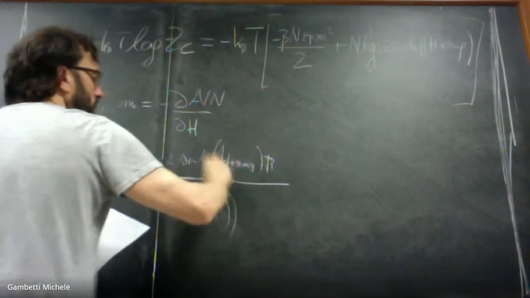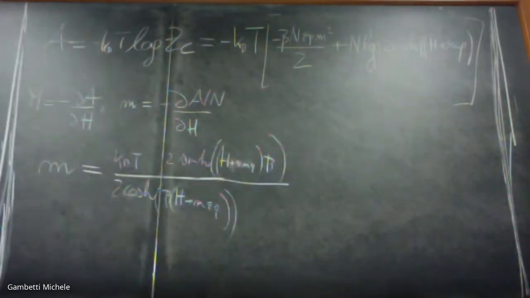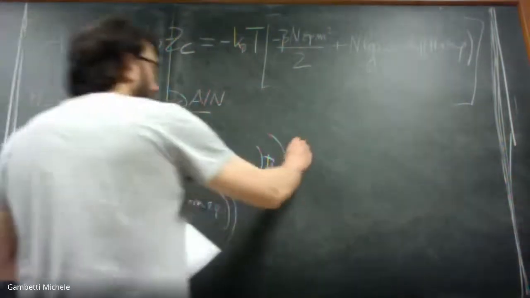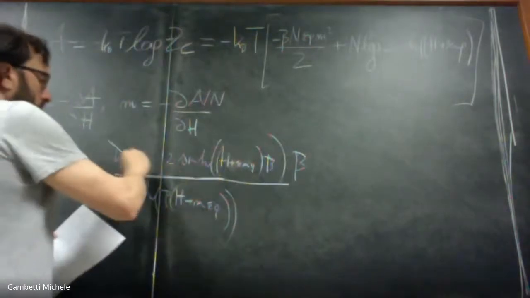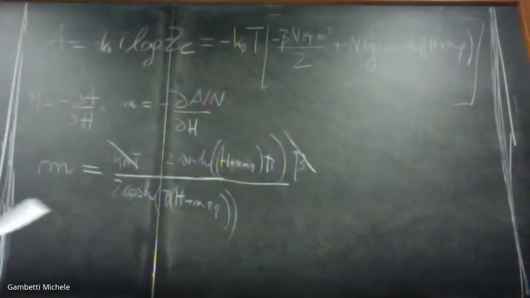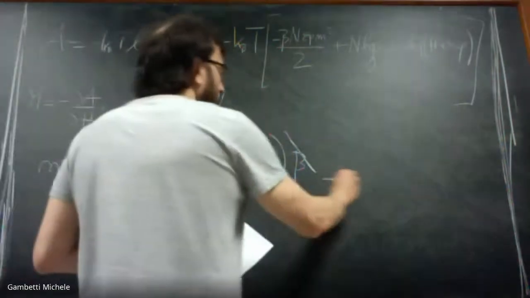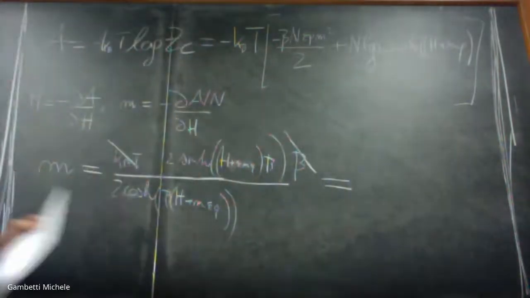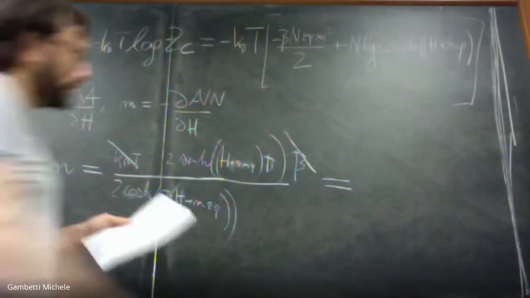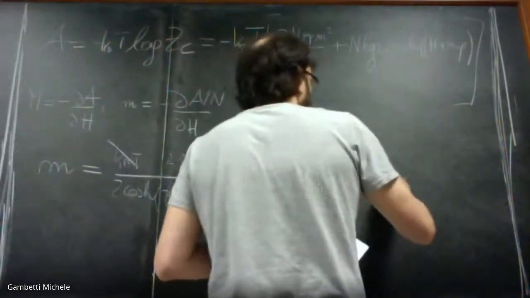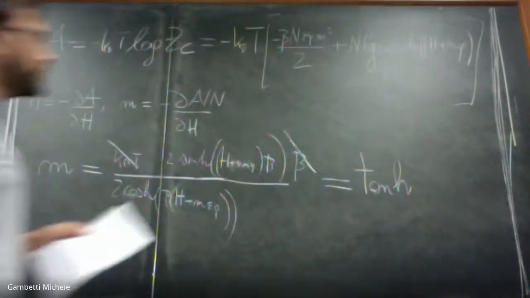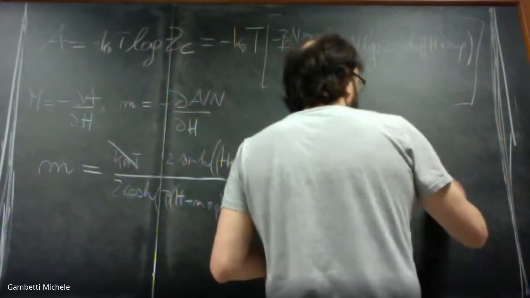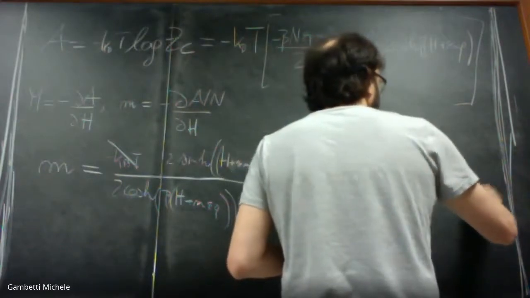And then there is a beta here. Kappa B T, 2 sinh, yes, and then I have an additional beta here outside because I'm deriving with respect to h, this cancels. Okay. And therefore, finally, the magnetization per particle, this small m, is equal to the hyperbolic tangent of h plus m epsilon q.